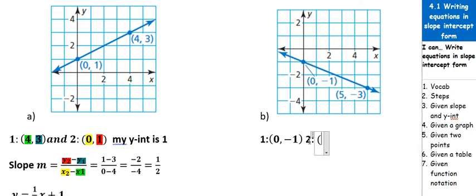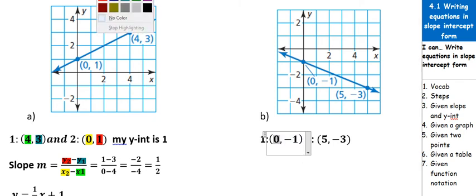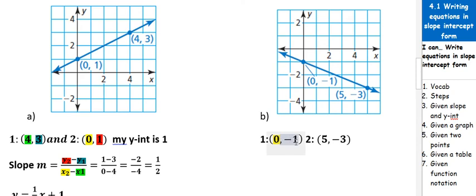So my other equation is going to be 5, -3. Now 0, -1, the x value is 0. When my x value is 0, the other value is going to be my intercept. So y-int is -1. There's my -1. Okay, now to my slope equation.